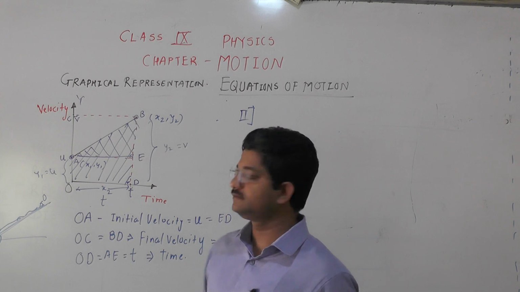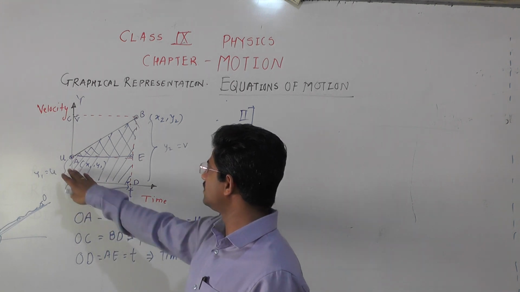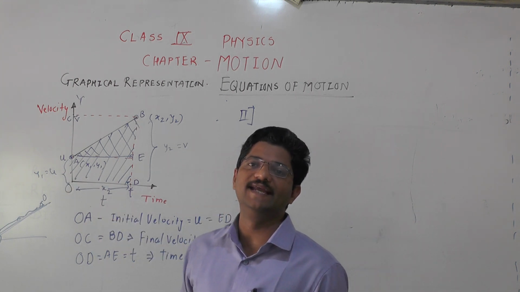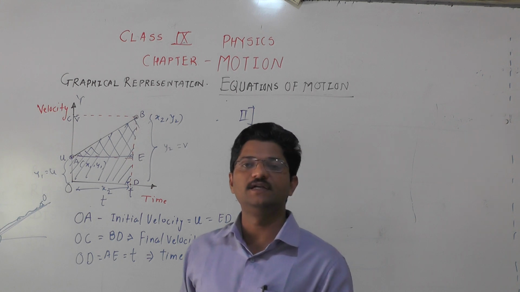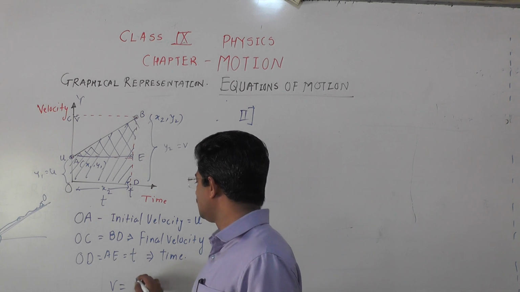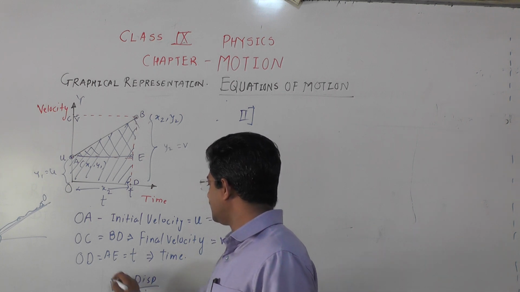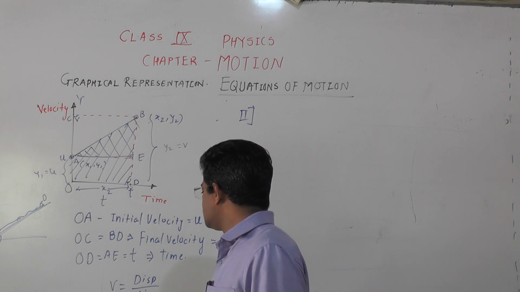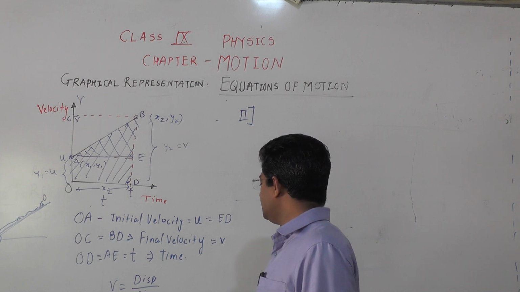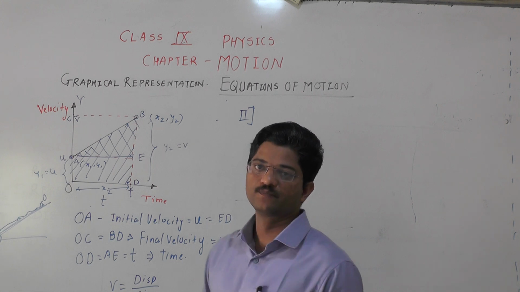Length and breadth are representing the quantities velocity and time. So when we multiply velocity with time, we will get the displacement as per the definition of displacement. We have already seen that velocity is equal to displacement upon time. So if we multiply by time here, velocity into time, we will get the displacement. Here displacement is represented by the letter small s.